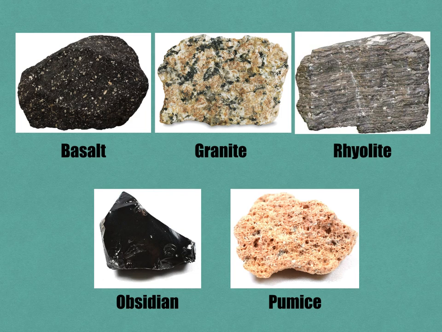Here are some examples of igneous rocks: basalt, granite, rhyolite, obsidian, and pumice. These look different because it depends on whether they cool below or above the Earth's surface, and at how quickly these rocks cool.